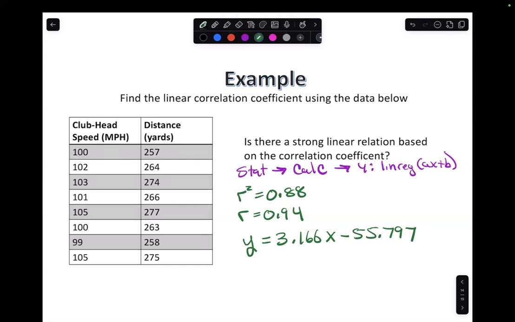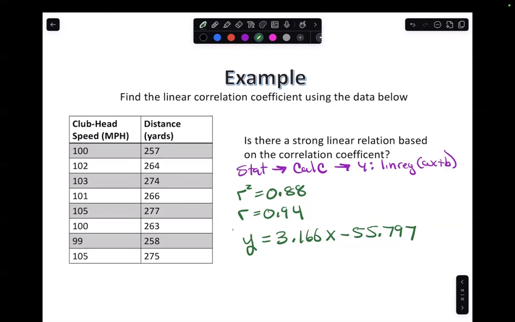What this means is that we can use this to make predictions. I wouldn't go too far out. I would not say, let's check out 150 miles per hour. You don't want to go too far away from your data set, but I'd feel pretty confident going to about 109 miles per hour. That's not that far away from our data set, because I have a correlation coefficient, take a look here, of 0.94.